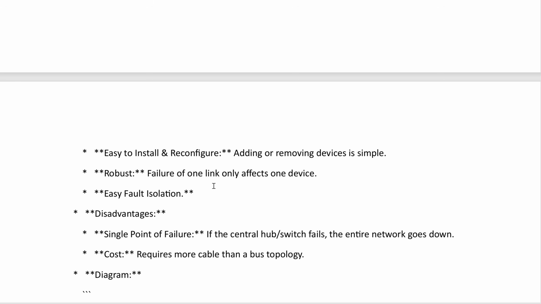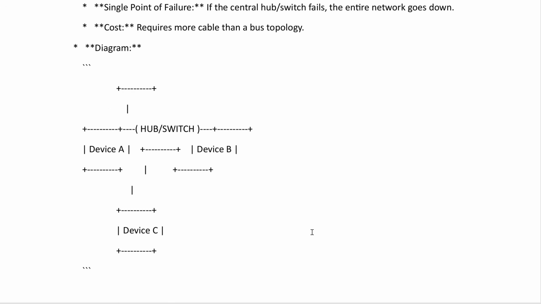Star topology is also robust, that is, failure of one link only affects one device. Also, star topology provides easy fault isolation. The disadvantages of star topology are: single point of failure. If the central hub or the switch fails, the entire star topology or network goes down. Cost: star topology also requires more cabling than a bus topology.